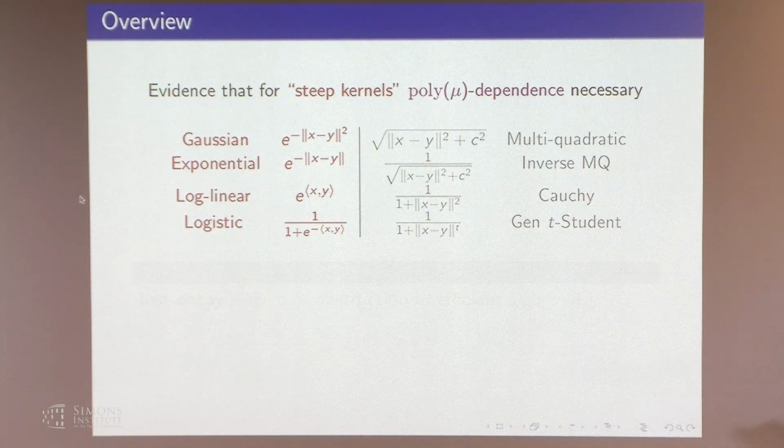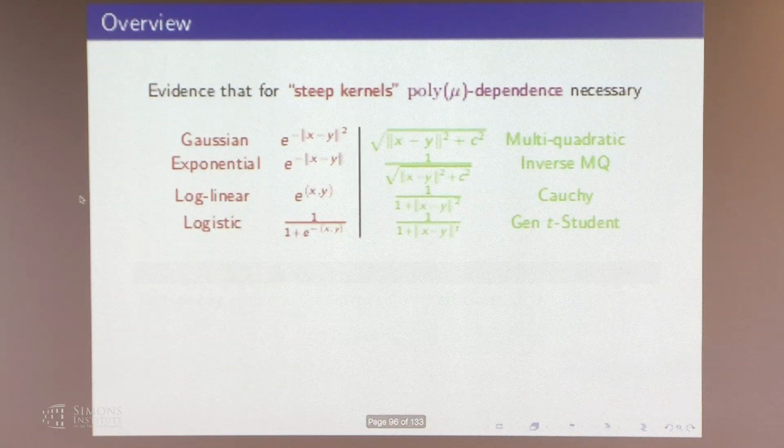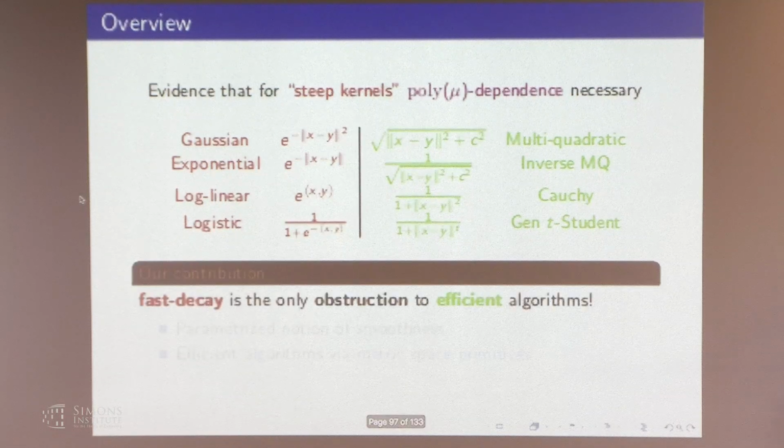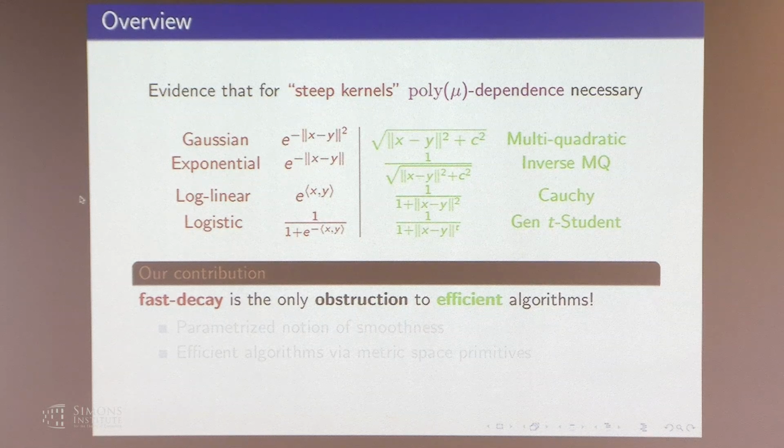But there are a bunch of other kernels that have polynomial dependence on distance. They vary more gracefully; they don't fall off as steeply. For these, there's some hope that you might be able to get rid of this polynomial dependence on mu, and get a result where the query time is independent of mu, or behaves more gracefully with mu. That's the main result: this fast decay of kernel value is really the only obstruction to efficient algorithms. If you had a kernel which decays more gracefully, then you can get a better algorithm.